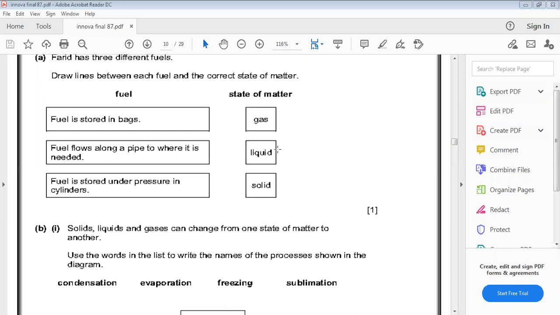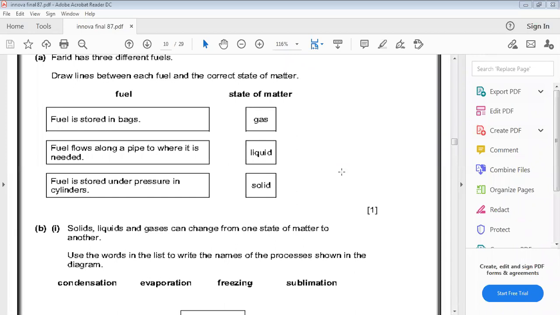Part A, read. Farid has three different fuels. Draw a line between each fuel and the correct state of matter. A fuel in a gas bag. Solid. Yes. Fuel flows along a pipe to where it is needed. Liquid. Yes.